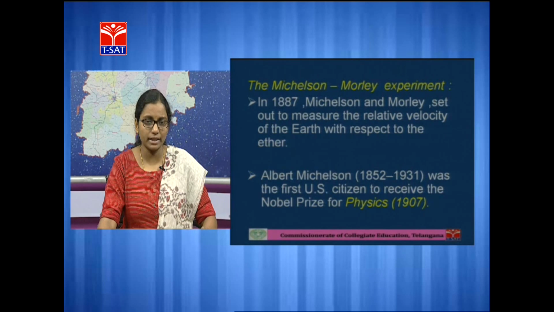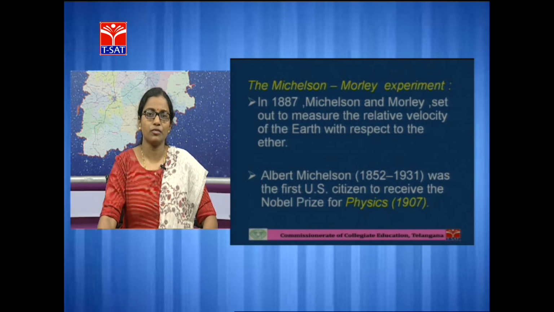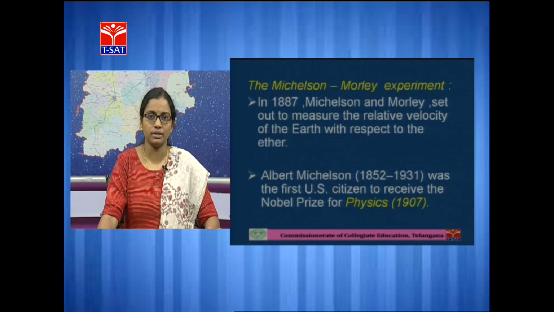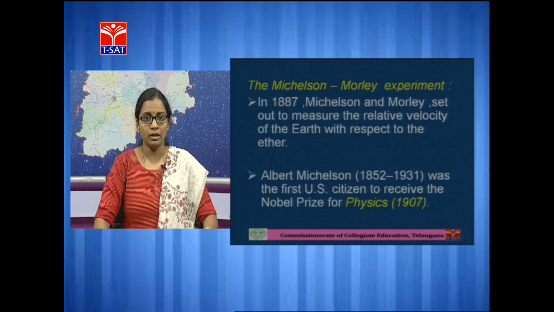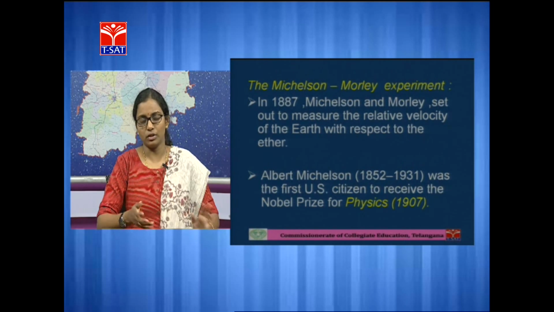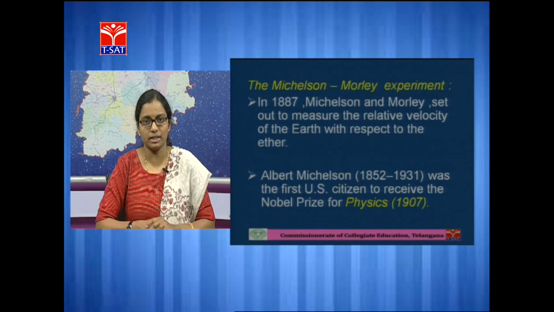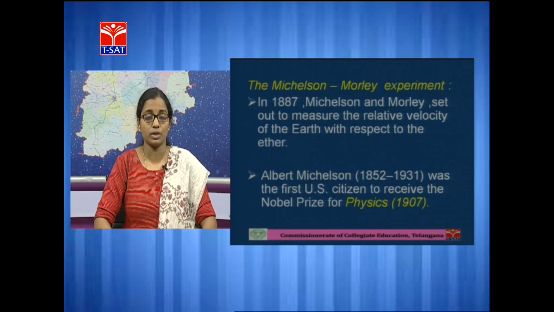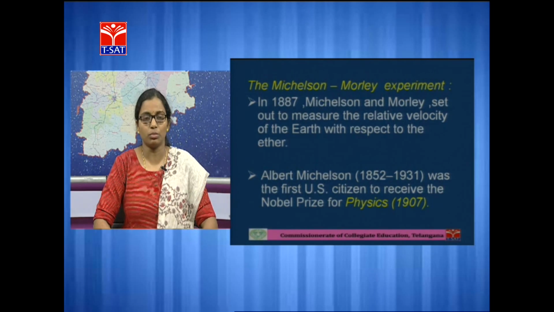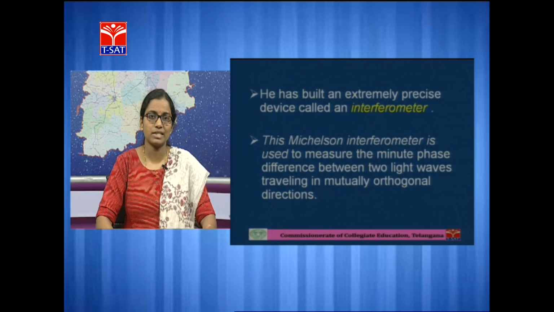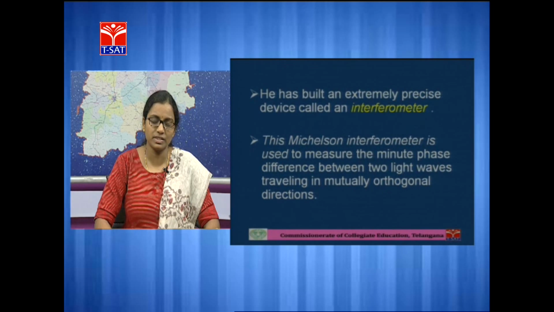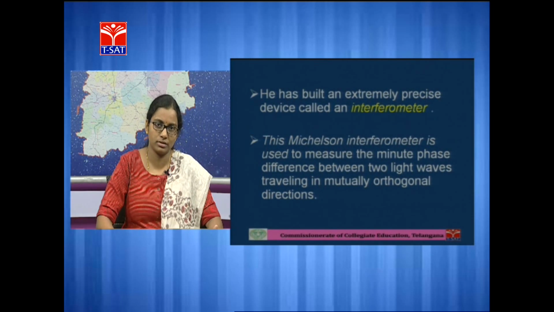Albert Michelson, who lived from 1852 to 1931, was the first US citizen, remember, to receive a Nobel Prize in physics. The Nobel Prize which he received was in 1907. So what is the experiment? What did he do? He built an extremely precise device which is termed an interferometer.